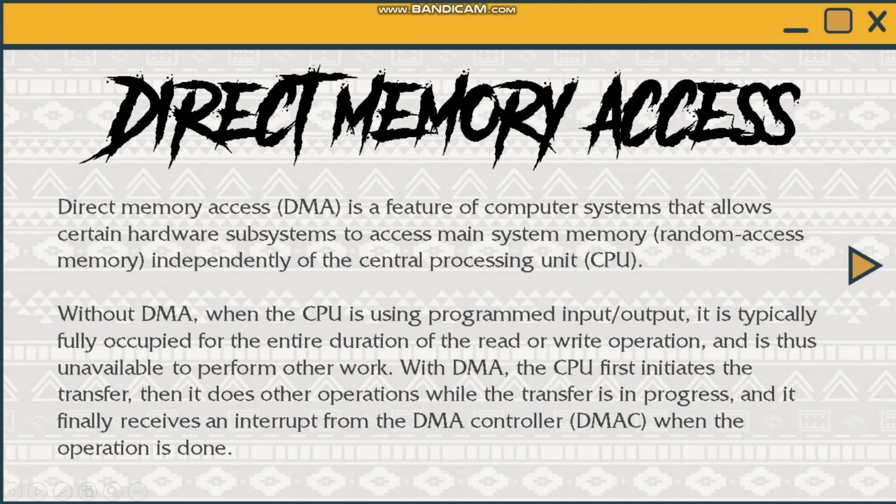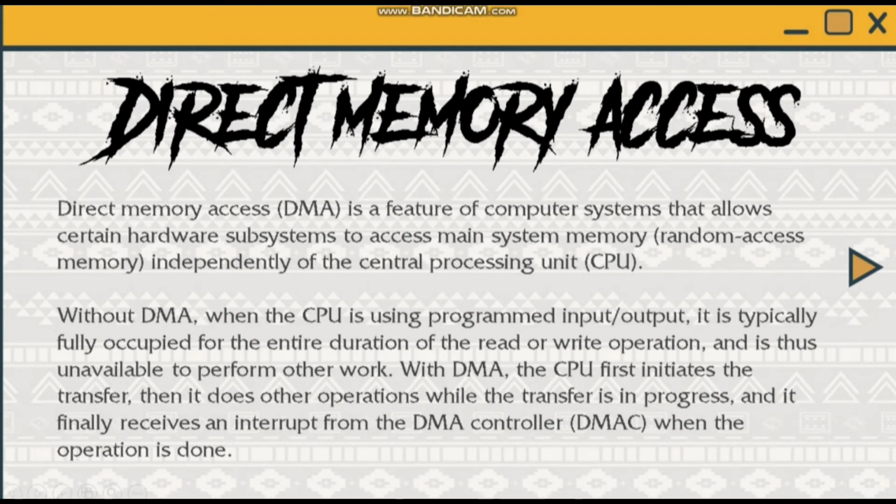Direct Memory Access. Direct Memory Access (DMA) is a feature of computer systems that allows certain hardware subsystems to access the main system's memory, random access memory, independently of the central processing unit (CPU). Without DMA, when the CPU is using programmed input-output, it is typically fully occupied for the entire duration of the read or write operation. It is thus unavailable to perform other work.